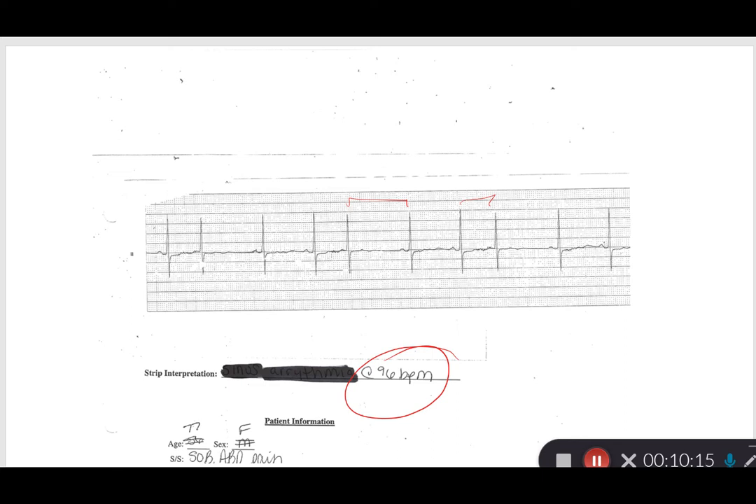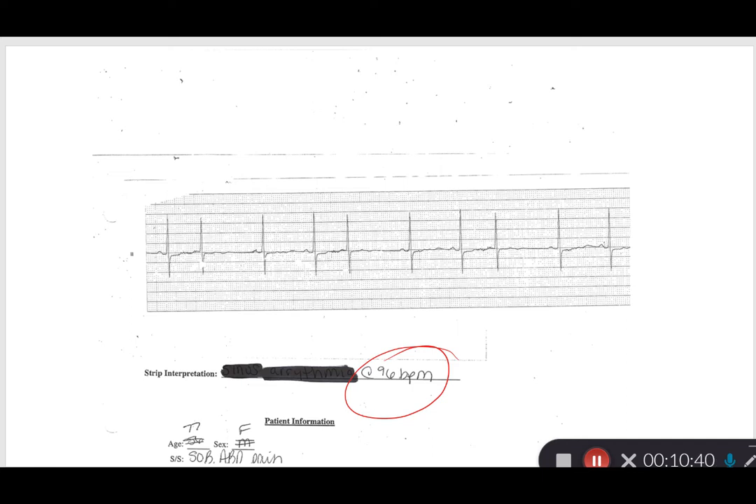But it does look irregular. So we can tell right off the bat that this isn't a totally regular rhythm. This is actually a more difficult rhythm to see, and when we start to look at it, we'll see why. When I first glanced at this, I thought this was Afib because it's irregular, I have narrow complexes, and the P waves aren't too noticeable. So I thought that this was an Afib rhythm.